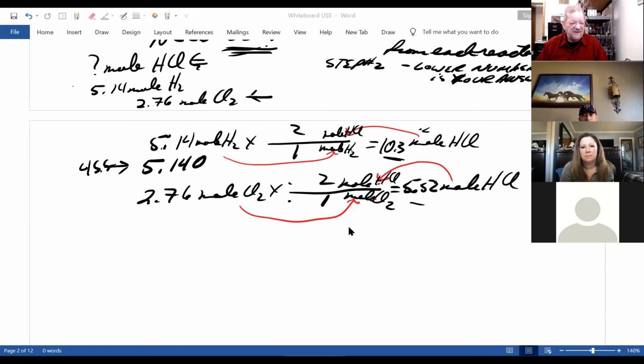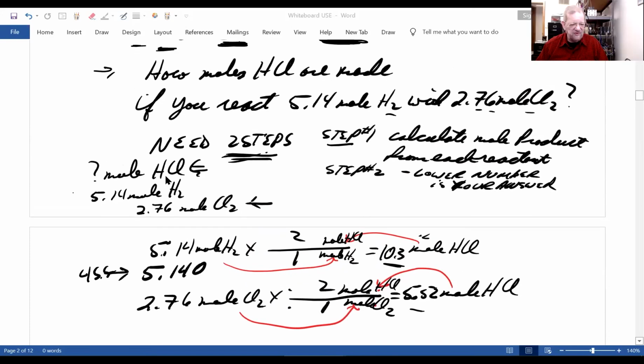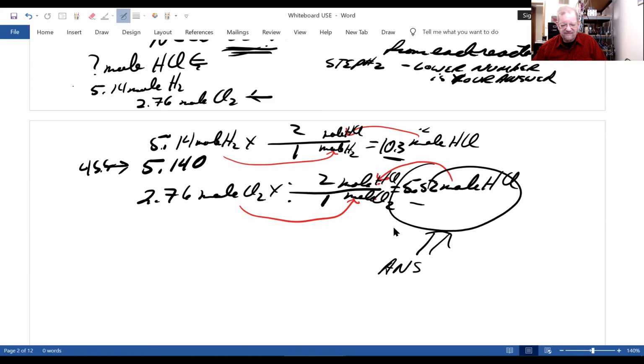All right. So we're still not done yet. What's the correct answer for this problem? How many moles of HCl? Now we do step 2. The lower of these 2 numbers is the answer, and hopefully you all pick. This is the lower one, therefore, this is the answer. Quick, keep an eye on me, make sure I calculated it correctly and wrote it correctly. And that's how you do it.